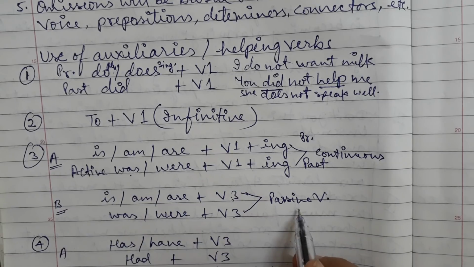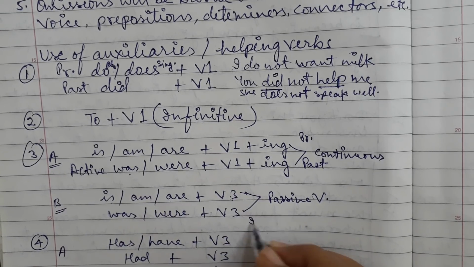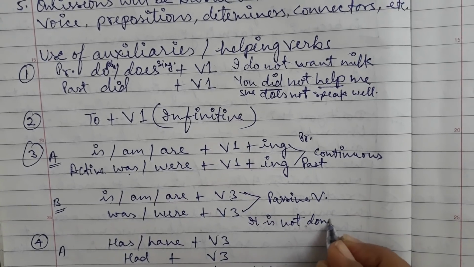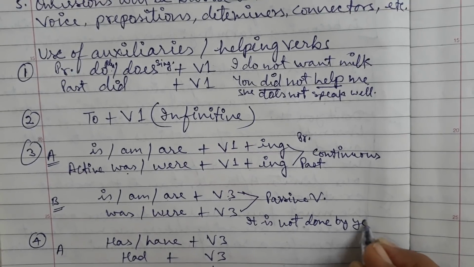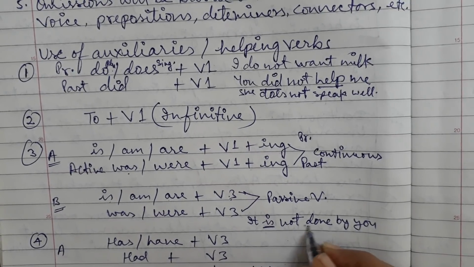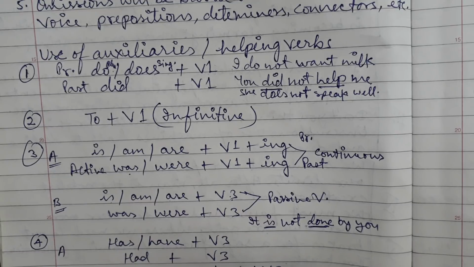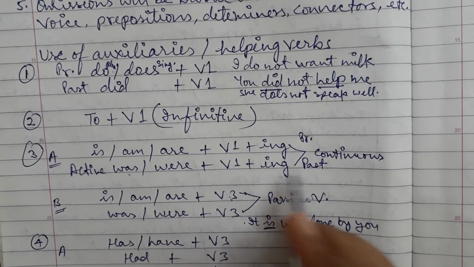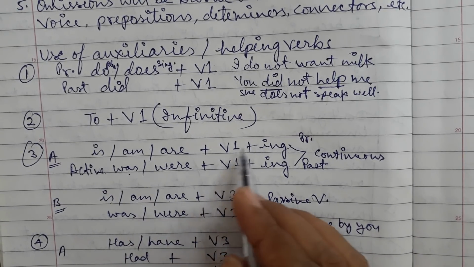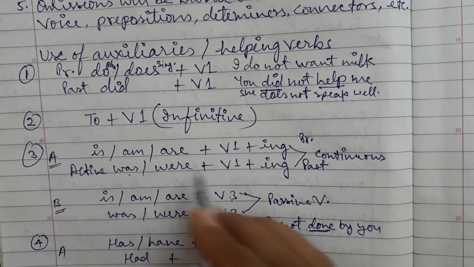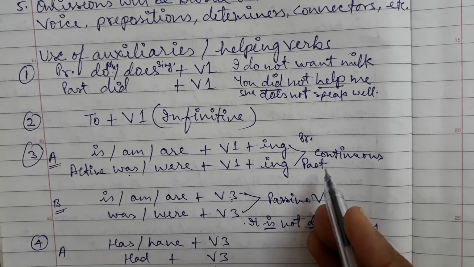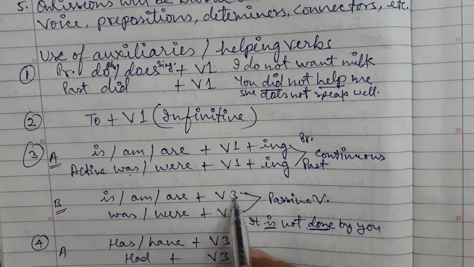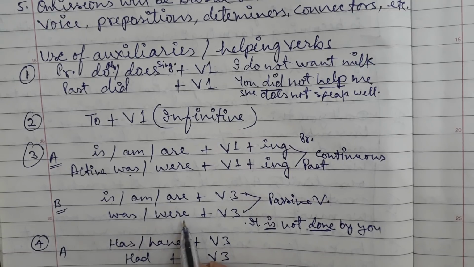For example, it is not done by you. So is is used with the third form of verb. This is called passive voice. And in present continuous or past continuous tense, we use: you are going to school, we are going to play. That is very simple use. Everybody must know this is active voice. And in passive voice, we use the third form of verb with is, am, are and was, were.